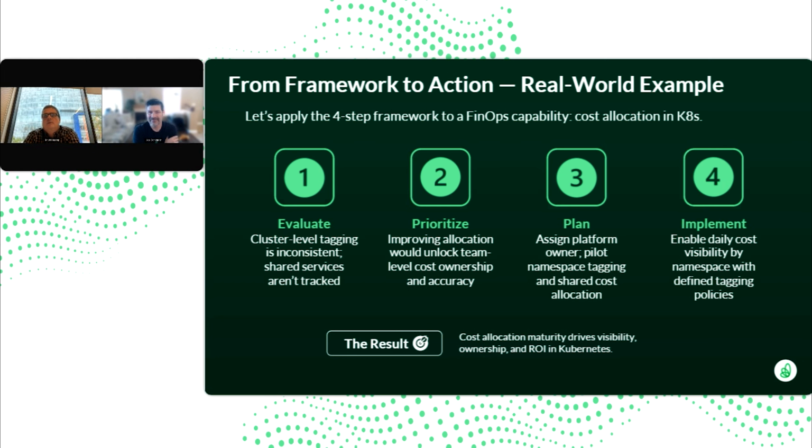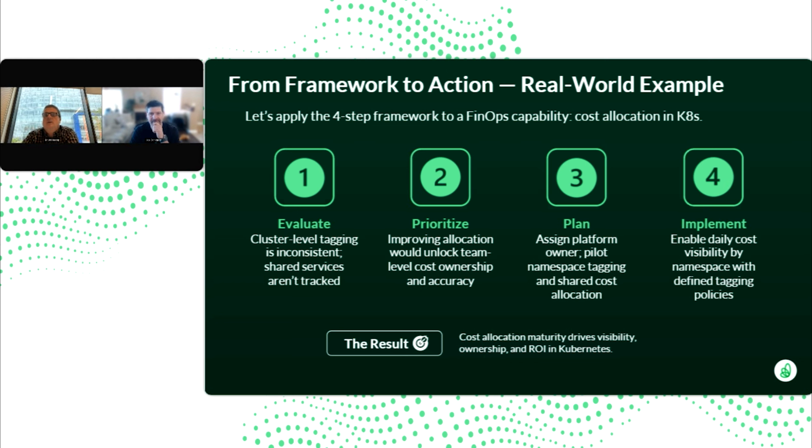Then when you go to the prioritization phase of it, if you could improve the allocation, that would really unlock team ownership. That would create more transparency, would create more ownership across your teams. Then at the planning stage, who's going to own this? Who's going to be the platform owner, right? And then here, the plan is, we're going to do some piloting. We're going to pilot some namespace tagging. We're going to pilot being able to look at shared costs and be able to allocate those across the business.